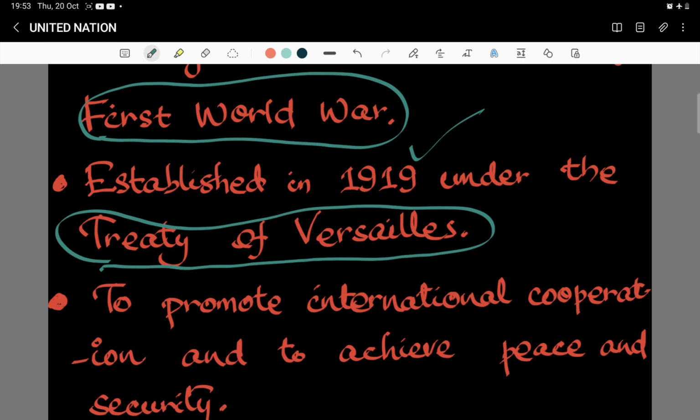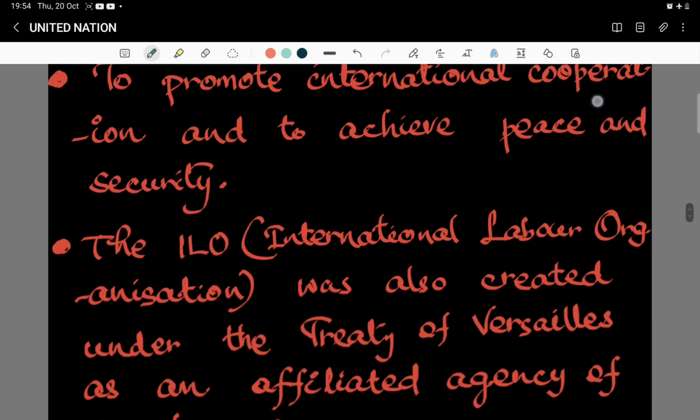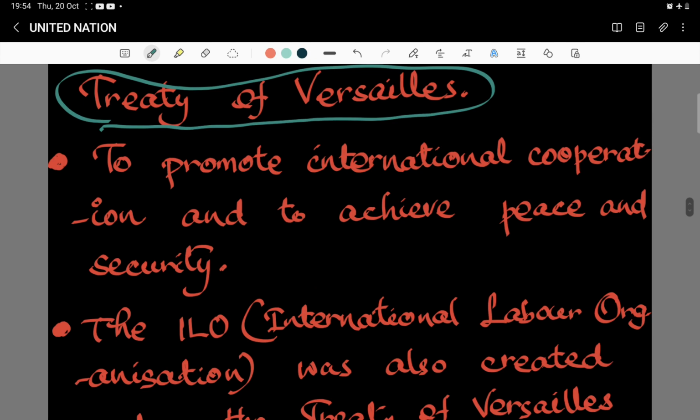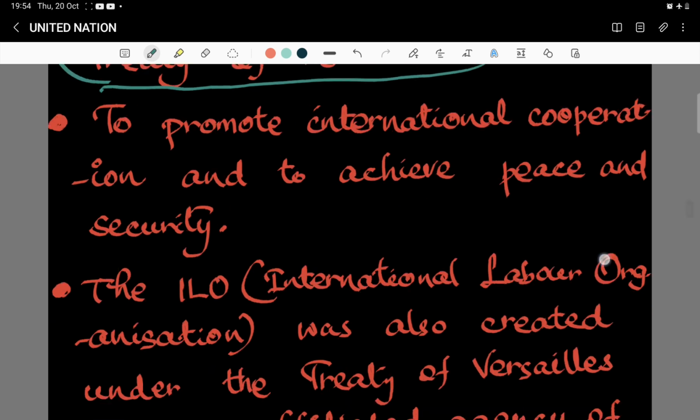But it completely failed to achieve its objective. What was its objective? It was to maintain peace and security. It completely failed, and as a result, the world again faced a war, that is World War II. So due to the failure of the League of Nations, World War II happened, and after World War II, the United Nations Charter was signed, which created the United Nations organization.